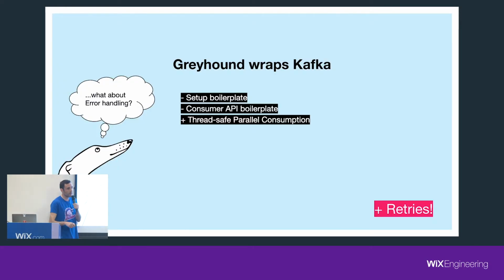OK, cool. So what about error handling? We want to have resiliency. We want our users to have a good experience, or at least a degraded experience, but not to suffer in their experience because something is problematic in our business logic. So Greyhound consumer offers the ability to have retries.